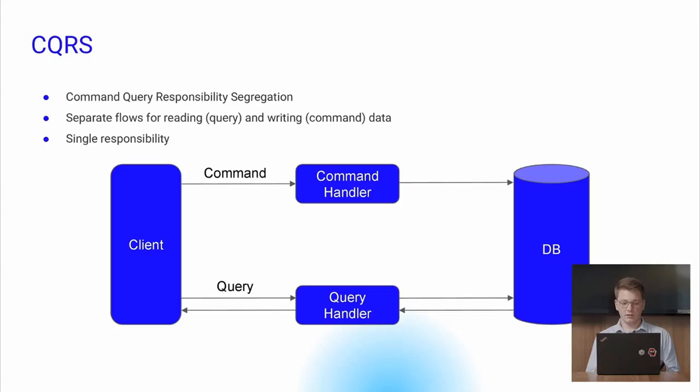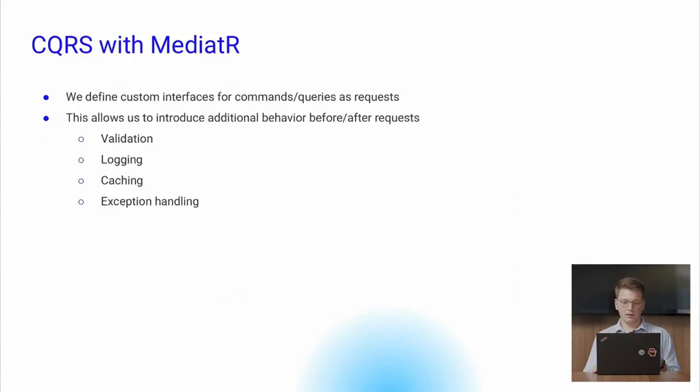One great feature of this design pattern is that it promotes single responsibility very well, because each command and each query only has one task to do. And this is something that really will improve the quality of your application. CQRS is easily combined with a very popular mediator library, which is what we use for the implementation. We define custom interfaces for commands and queries, because this gives us a little bit more flexibility. And mediator allows us to introduce additional behavior before and after requests, such as validation, logging, caching, and exception handling.